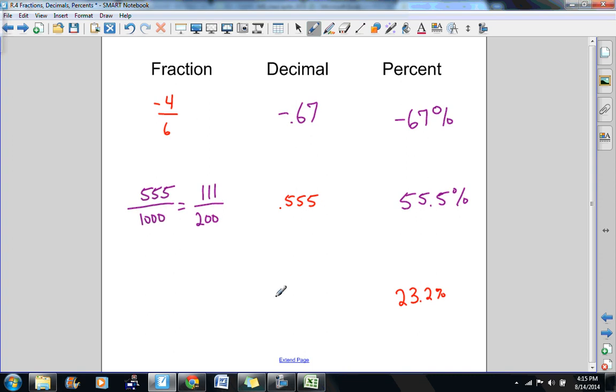And for the bottom one, I'm going to go 0.232, and I get 232 over 100. I'm going to divide the top and bottom by 2, and so that becomes 116 over 50. I'm going to divide by 2 again, and so that becomes 58 over 25. Or 2 8/25.